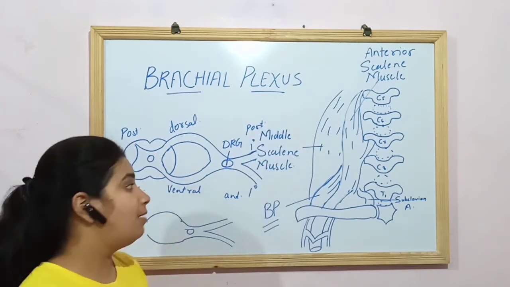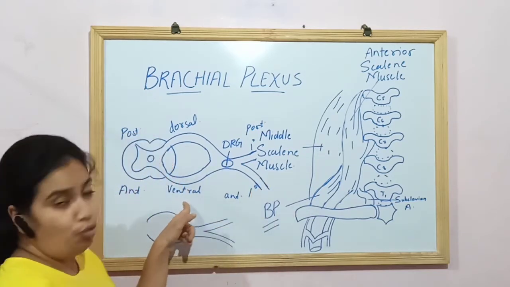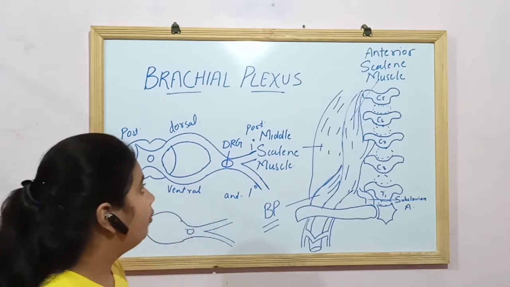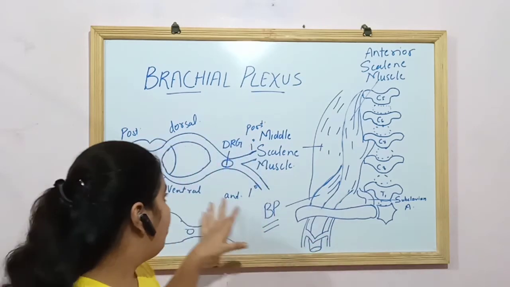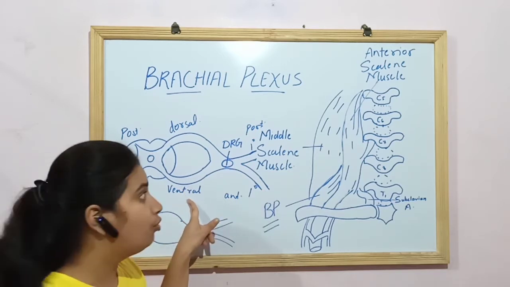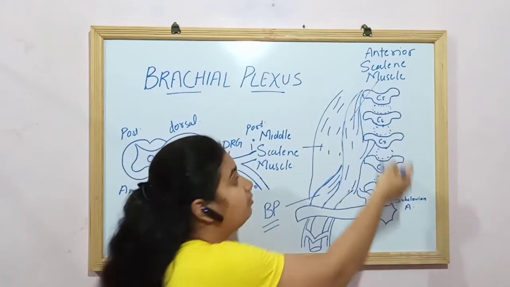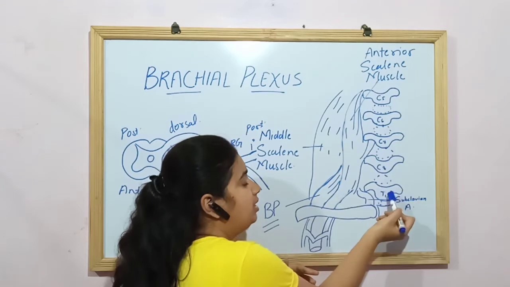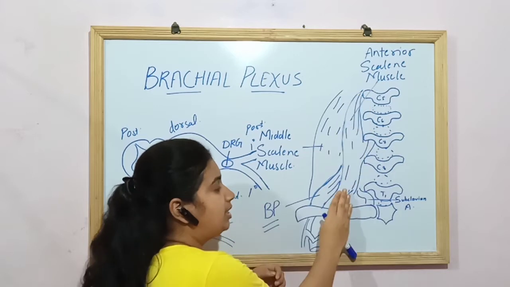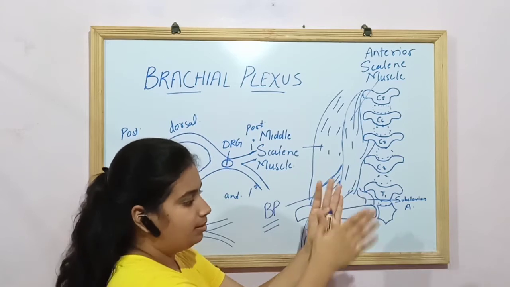So your whole brachial plexus is arising from this anterior primary rami of the ventral root, from the anterior part of the spinal cord. In this diagram, when the brachial plexus arises from the anterior primary rami of the ventral root, it extends from these nerves C5, C6, C7, C8, T1 and passes between the scalene muscles. In front is the anterior scalene muscle and behind is the middle scalene muscle. You can imagine it likewise.